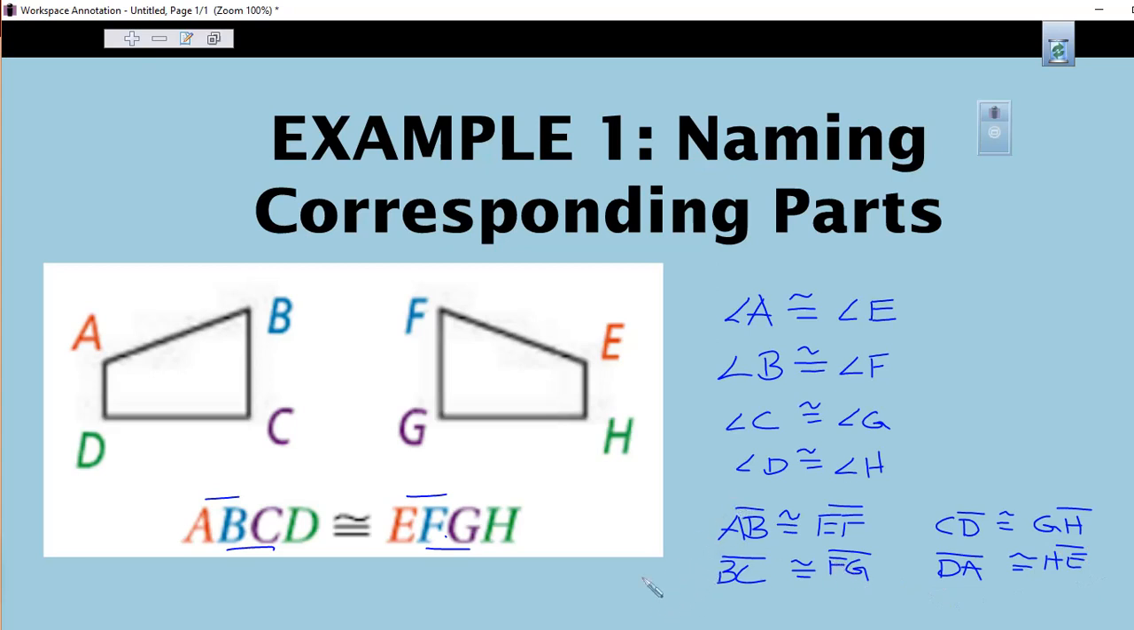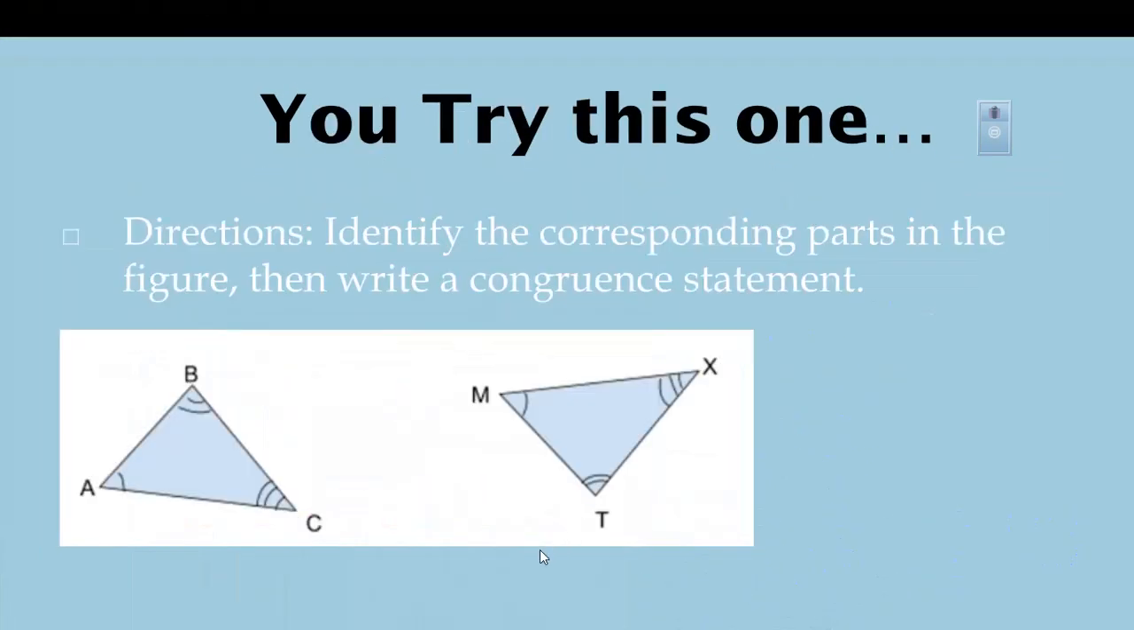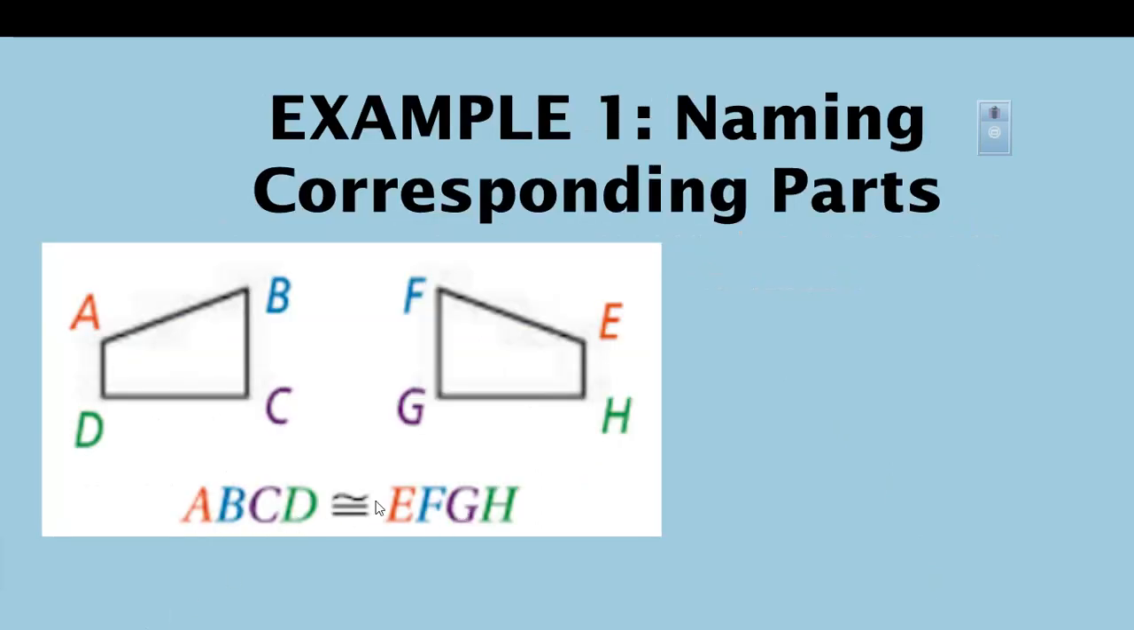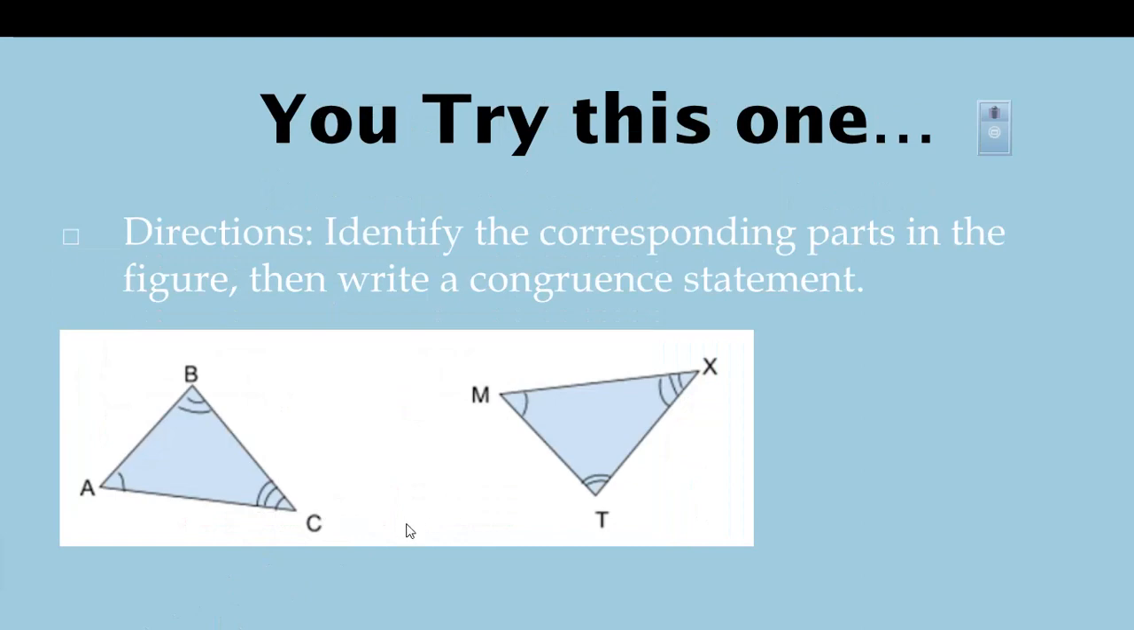So let's take a look at the next one. You try this one. I want you to identify the corresponding parts by looking at your 2 diagrams. Let's start with the one on the left, work with the one on the right. And then I want you to write a congruency statement. Remember, a congruency statement is the statement that we had on our last slide. So pause your video now, work it out, and come back and check how you did.